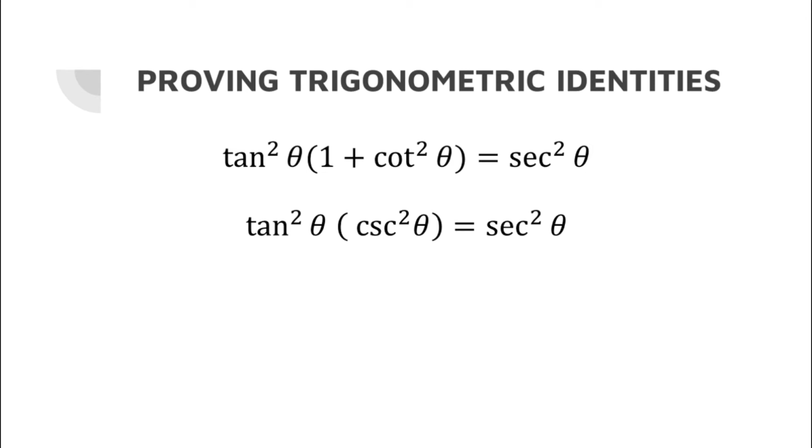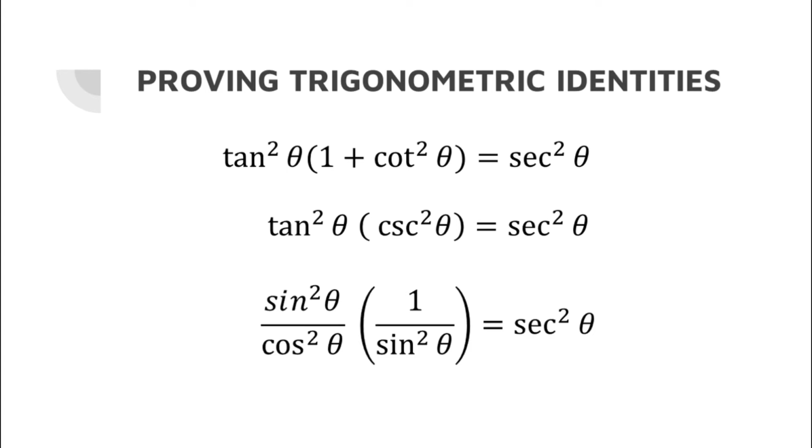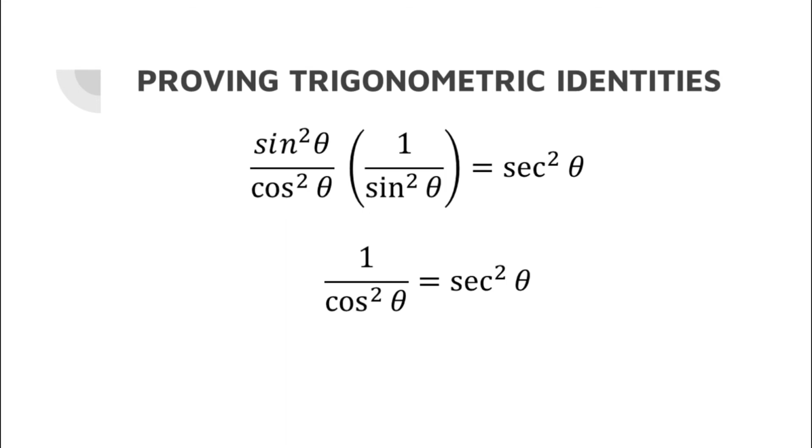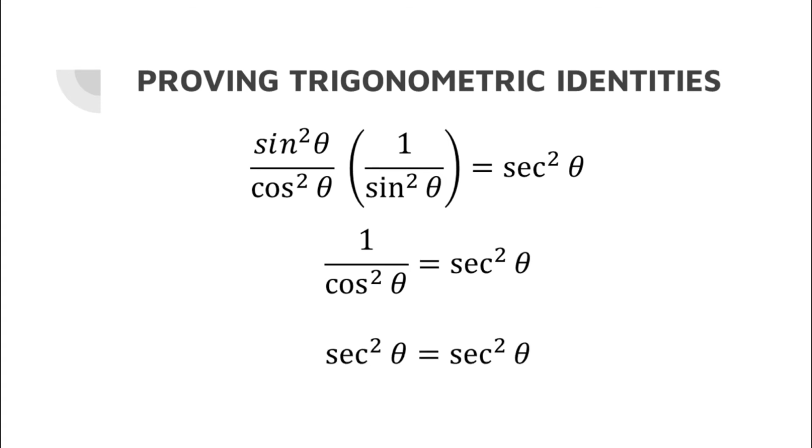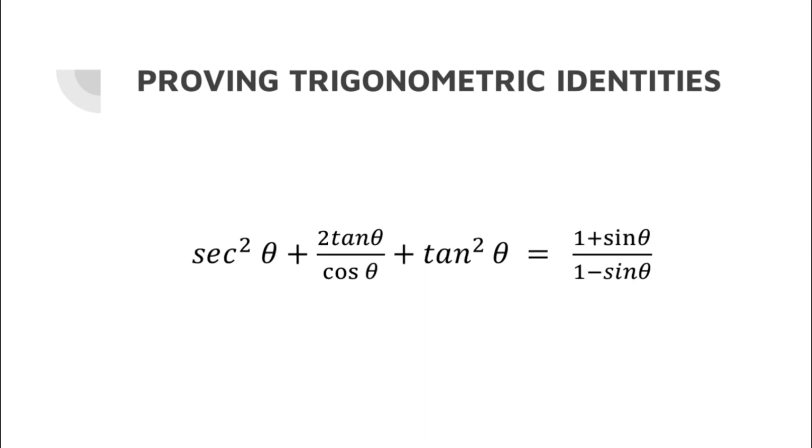Now, let us derive the tangent squared theta into sine squared theta over cosine squared theta multiplied by the quantity of 1 over sine squared theta, because the reciprocal identity of cosecant squared theta is 1 over sine squared theta. Let us now simplify the like terms, resulting in 1 over cosine squared theta, which is equal to secant squared theta. We all know that 1 over cosine squared theta is the reciprocal identity of secant squared theta. Therefore, substituting it, we would have secant squared theta equals secant squared theta. Therefore, it is equal.